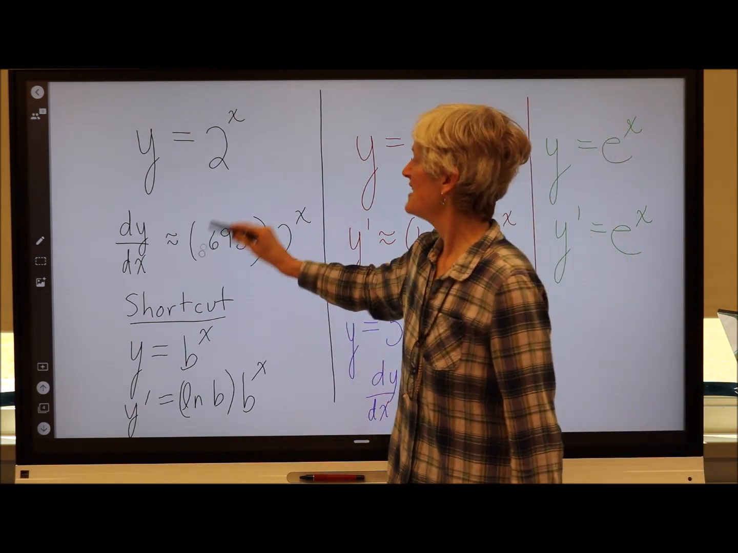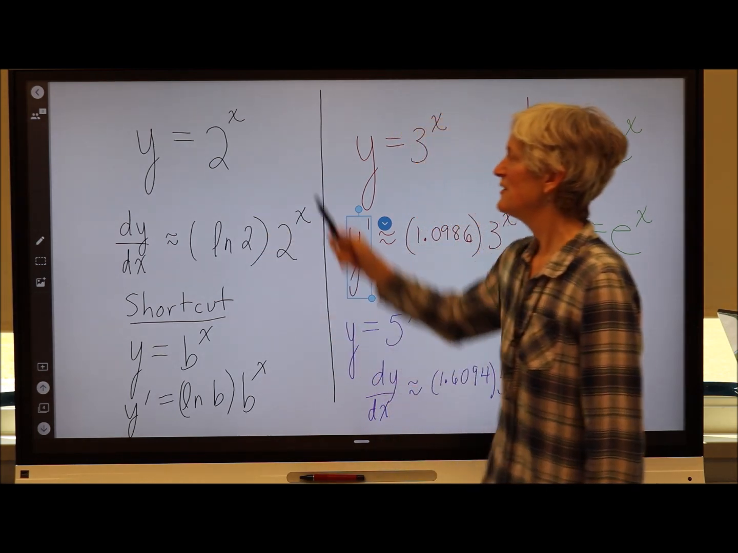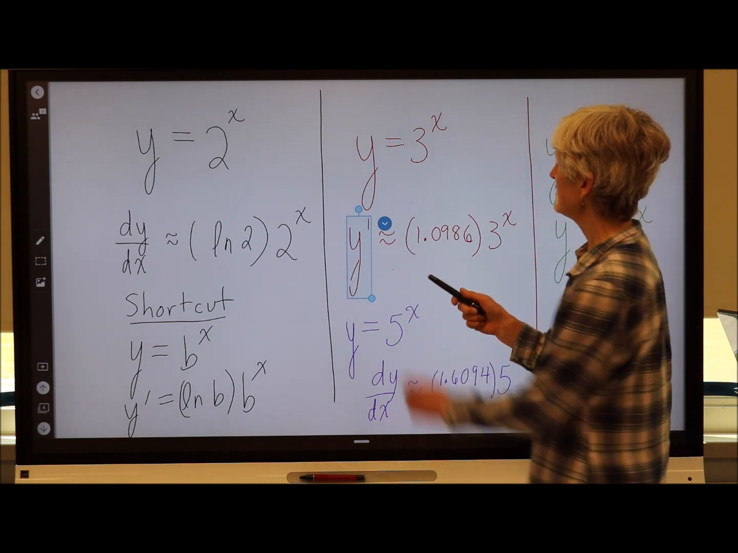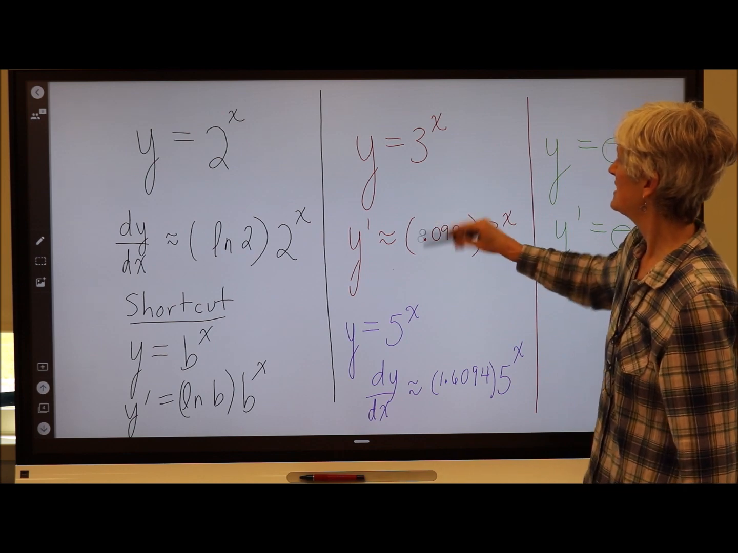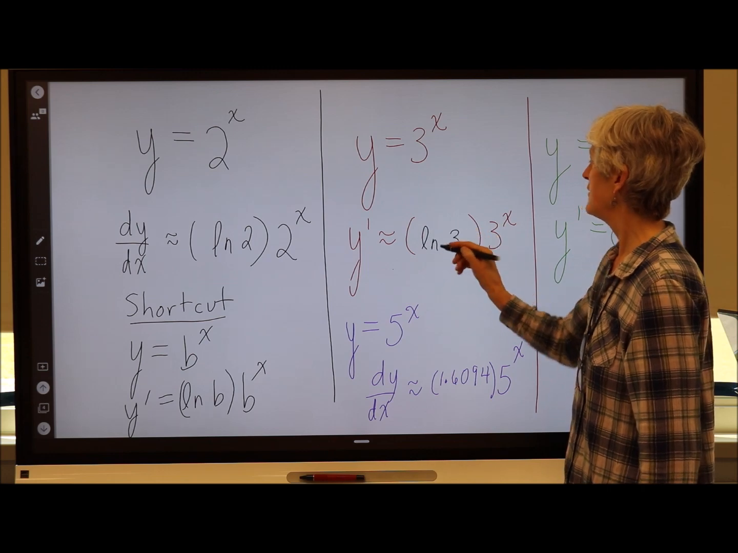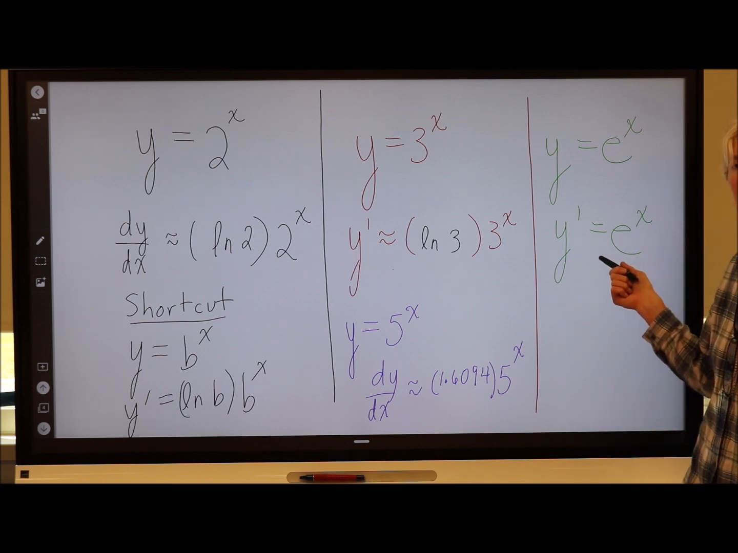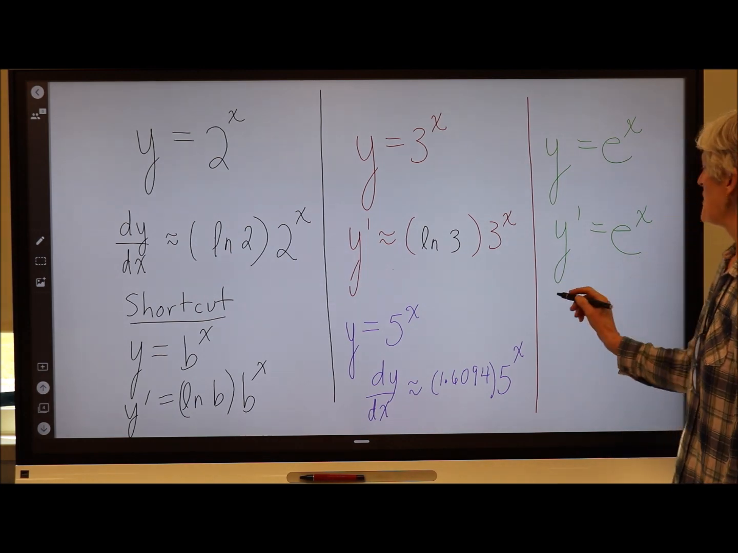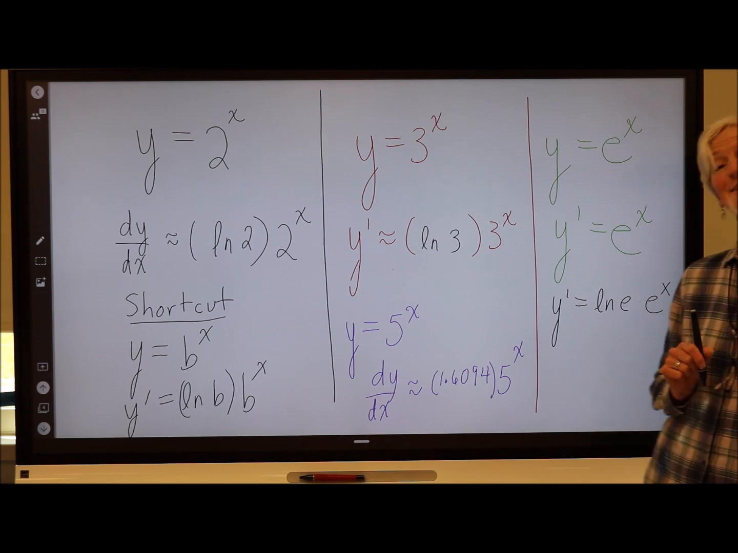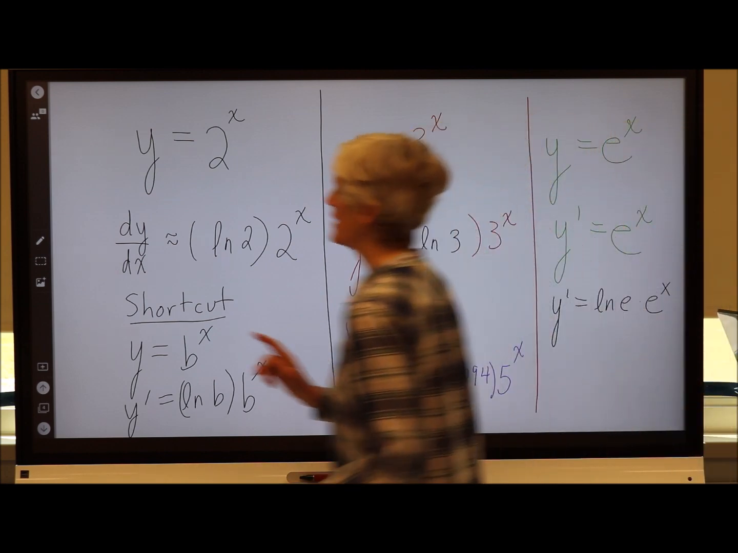So, 0.6931, that's a decimal approximation for the natural log of 2. So the derivative of 2 to the x is the natural log of 2 times 2 to the x. This right here, 1.0986, that's a decimal approximation for the natural log of 3. And wait a minute, what's the coefficient here? It's 1, because the natural log of e, if we recall, is 1. How cool is that?